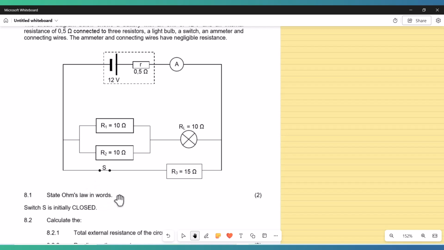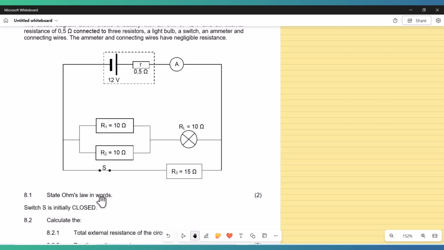State Ohm's law in words. How to state Ohm's law? The potential difference across a resistor is directly proportional to the current through the resistor at a constant temperature. I repeat Ohm's law.